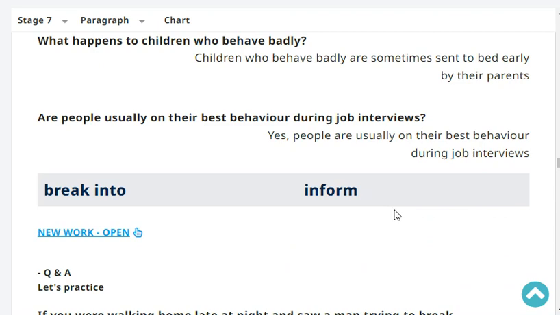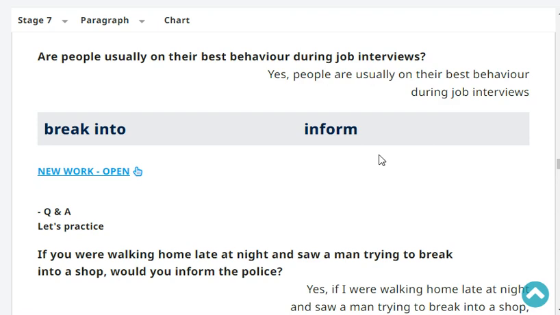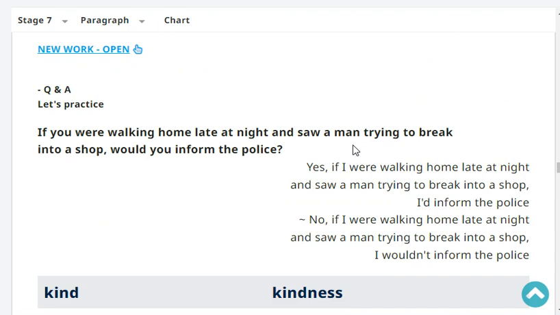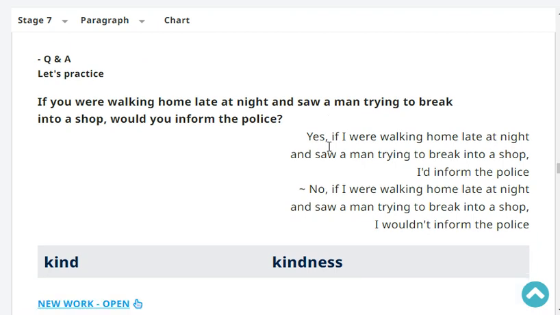Yes, people are usually on their best behavior during job interviews. If you were walking home late at night and saw a man trying to break into a shop, would you inform the police?